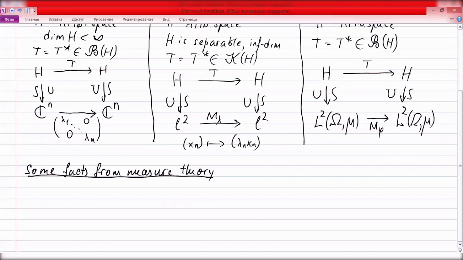Probably many of you know these facts because I told something about them in the previous term. But anyway, let's recall some definitions.